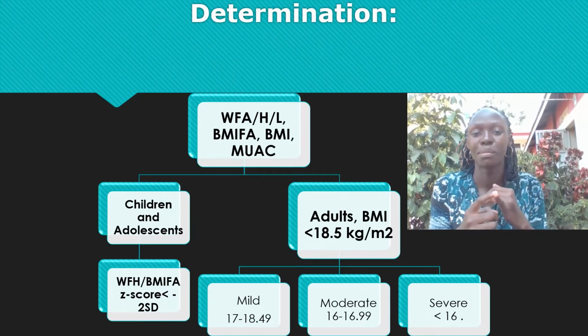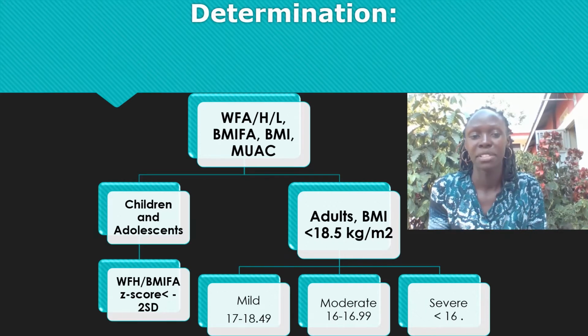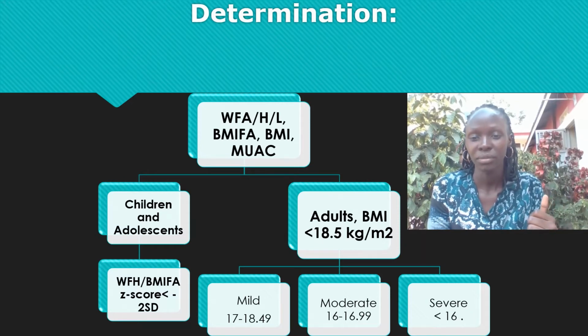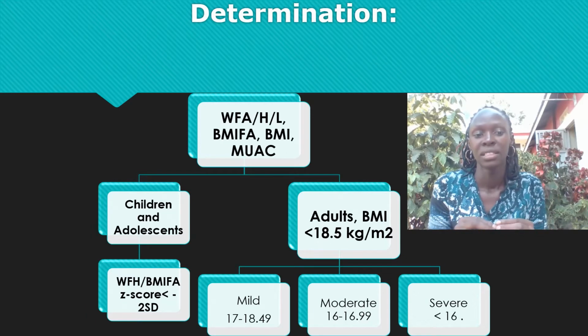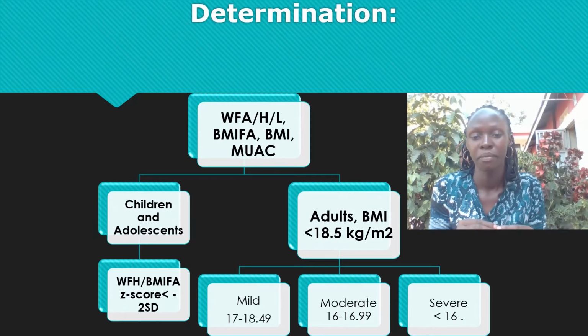Then we have the body mass index for age, which is used in children aged 5 to 19 years. And then we have the body mass index, which is used in adults. Then we have the mid-upper arm circumference, which is used in children from 6 months of age, and even in adults. In children and in adolescents, an individual is considered to be underweight if the weight for height z-score is less than -2 standard deviation units, or a body mass index for age that is less than -2 standard deviation units, according to the World Health Organization standards.